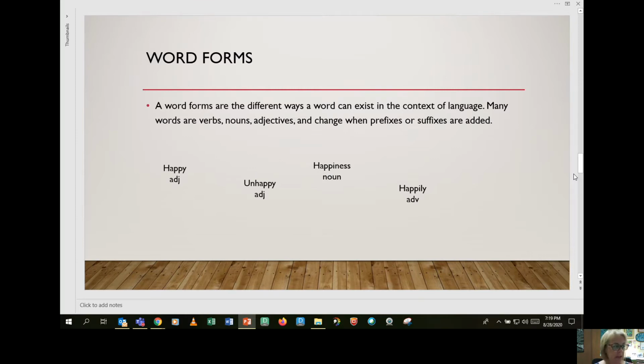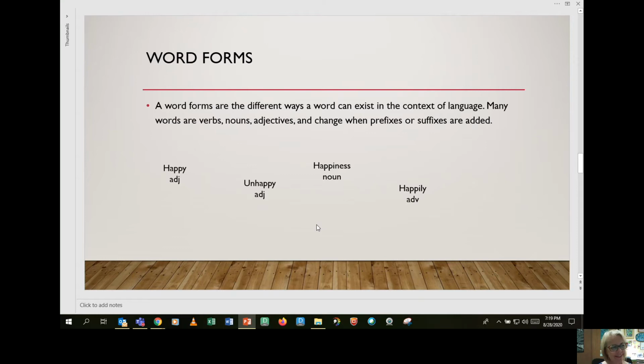So for example, we build on them with our affixes, okay? So here I have the word happy, and happy is my base word. It can stand alone, okay? But I can add a prefix to it, or I can add suffixes to it, and I have happy, unhappy, happiness, happily. These are all different forms of the word happy. So I could say, what's a word form of happy? Happily. What's another word form of happy? Unhappy. Okay, so those are different words built from the base word.